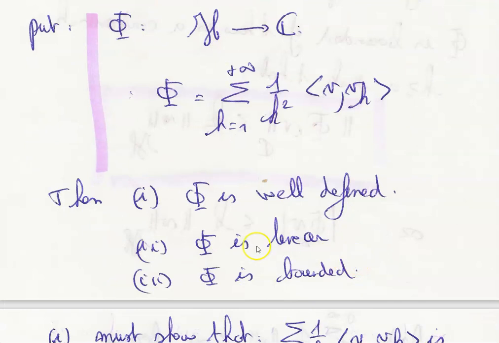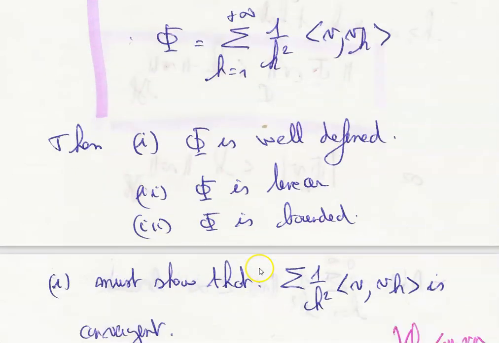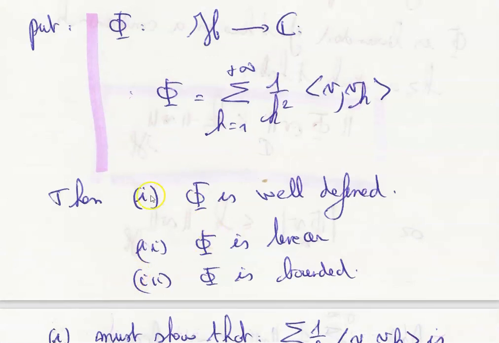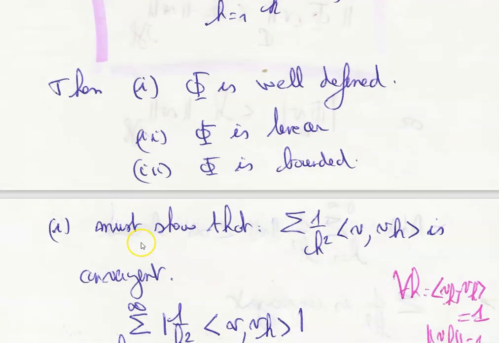Then first, phi is well defined. We are going to verify this, of course. Then phi is linear. Then phi is bounded. Let's demonstrate the first assertion: phi is well defined. You must show that the sum of 1 over k squared, k of course different from 0, multiplied by the inner product between v and vk is convergent.